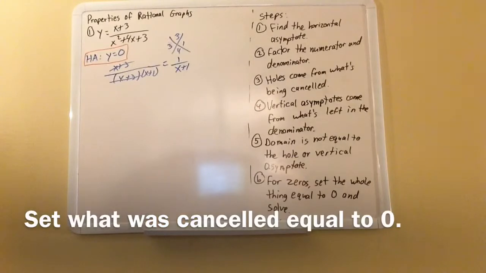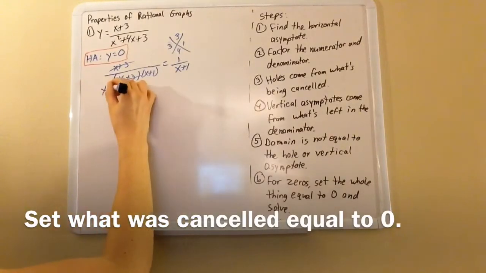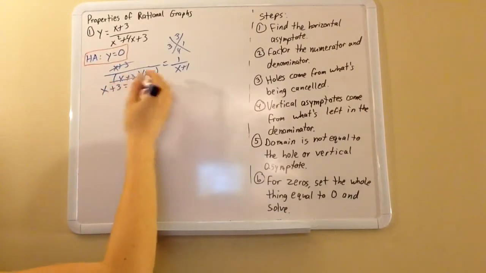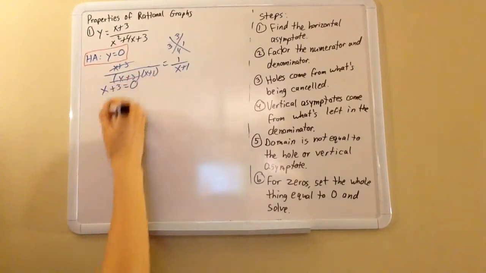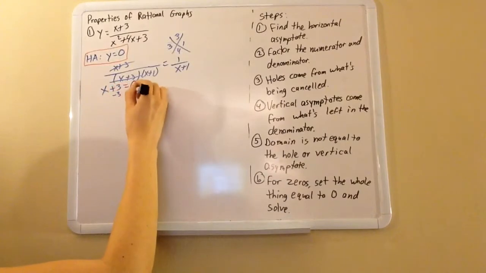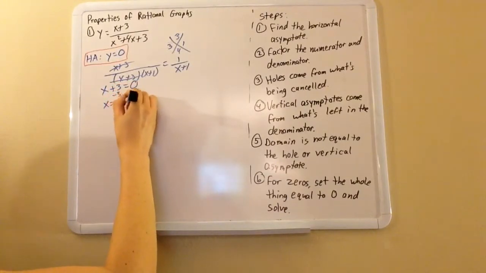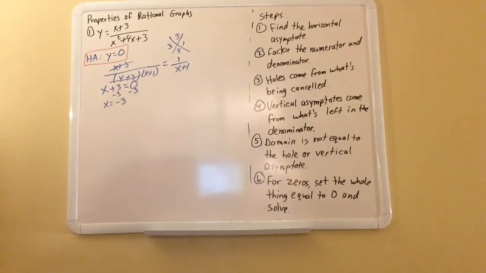So remember, the holes come from what's being canceled. The x plus 3 was canceled. So I set x plus 3 equal to 0, and I solve. I subtract 3 from both sides, so I get x equals negative 3. Now the hole, remember what the hole looked like. The hole is a point.